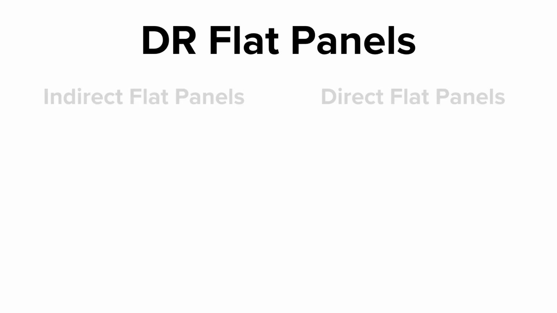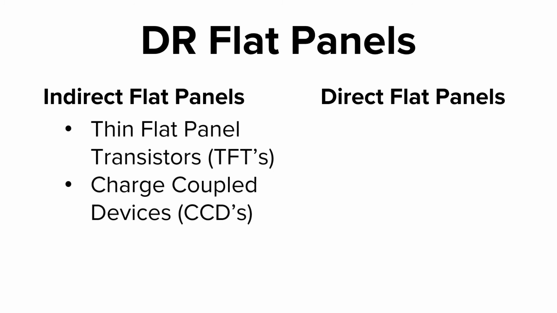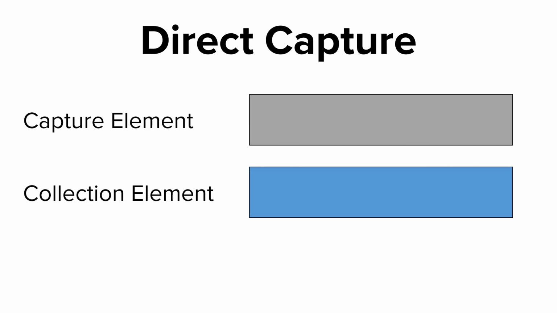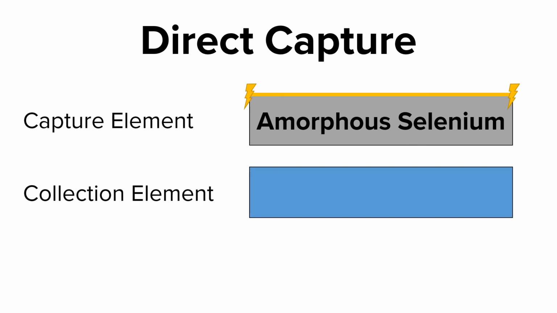As mentioned earlier, there are two categories of DR flat panels. We've discussed the indirect type. Now let's look at the direct type. Direct flat panels do not use the scintillation layer, so they are comprised of only two elements, a capture element and a collection element. The capture element uses the compound amorphous selenium and a semiconductor to convert X-rays directly into electrons. The collection element collects those electrons from the capture element on a TFT.